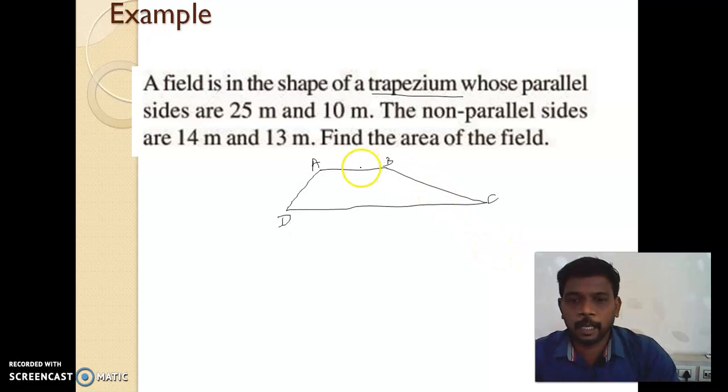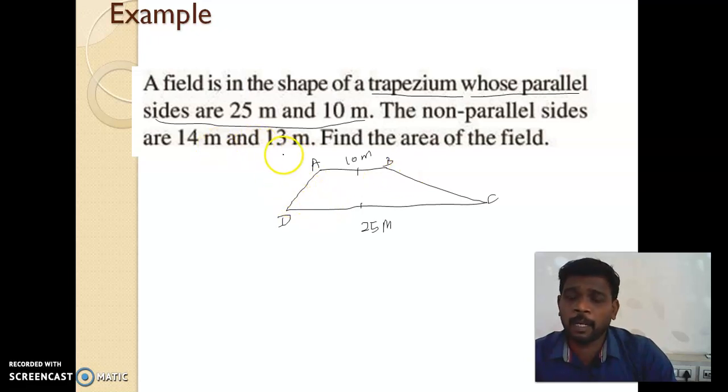So let us take AB and DC as parallel here. One pair of parallel sides, and AD and BC are non-parallel sides. Whose parallel sides are 25 meter and 10 meter. Definitely this one is 25 meter, that is the lengthiest side, and this one 10 meter. The non-parallel sides are 14 meter and 13 meter. Non-parallel sides means these two sides only.